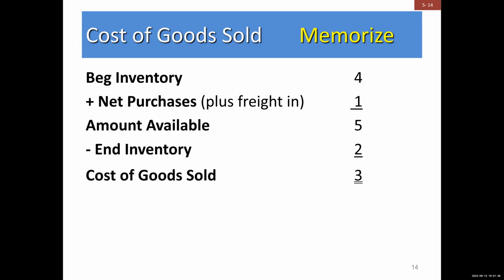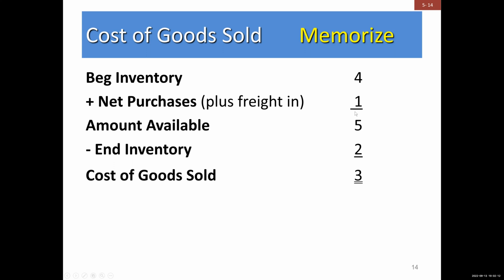If you caught me at River Park and said, hey, give me the cost of goods sold formula, I'd say this. Beginning inventory plus purchases is amount available minus ending inventory is cost of goods sold. Why don't you say it with me? Beginning inventory plus purchases equals amount available minus ending inventory is cost of goods sold. That's how easy it is.